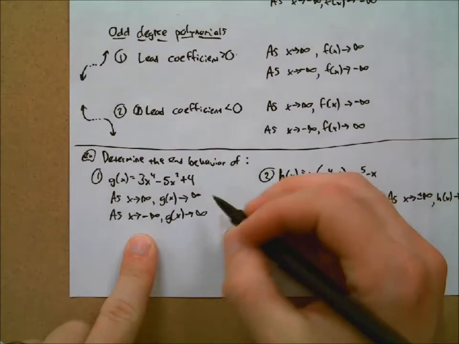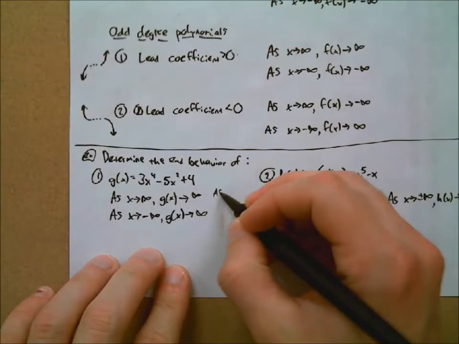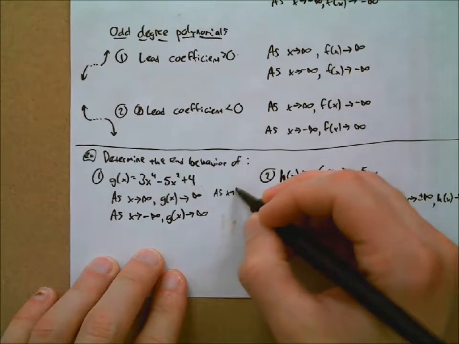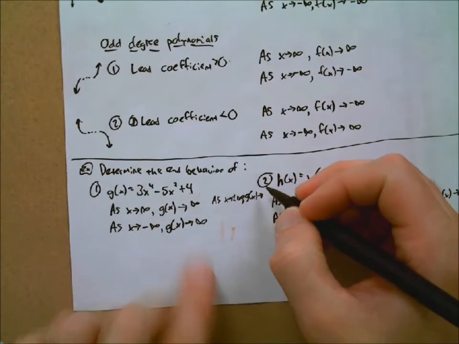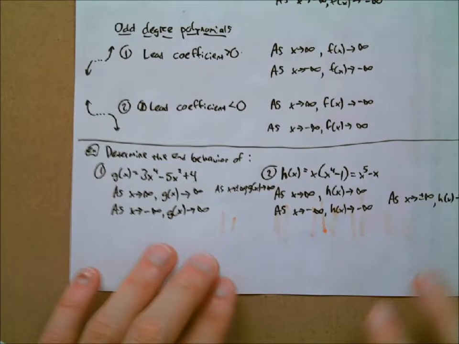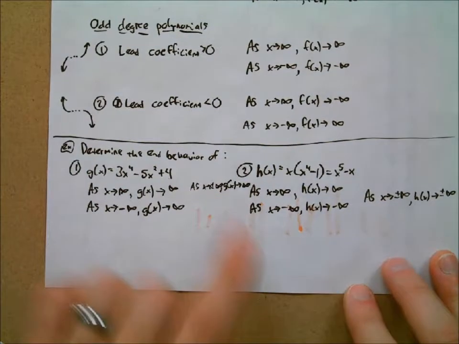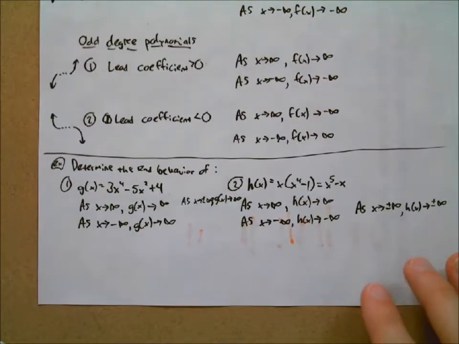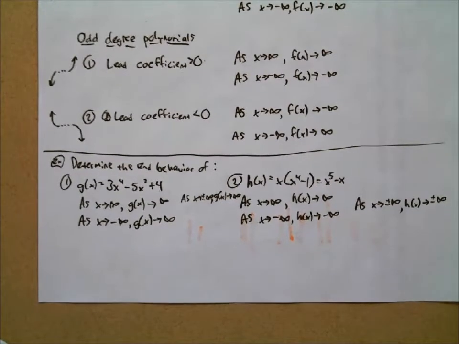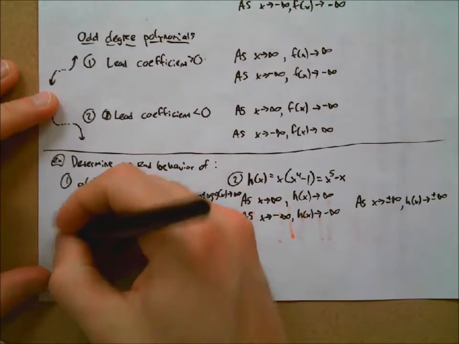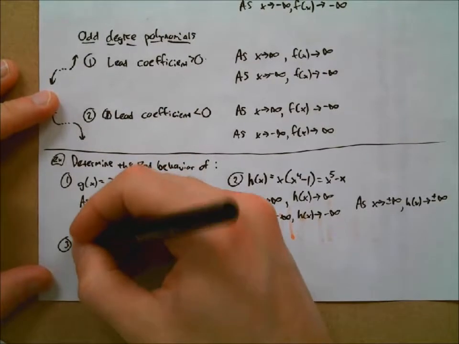Whereas over here, if I wanted to combine this together, I would say as x approaches plus or minus infinity, g of x approaches, well, since they both approach infinity, I'll just say g of x approaches infinity. So if you want to combine them all together in one statement, so you don't have to rewrite stuff, feel free to do that. You can combine them together, or just leave them separate. Your choice.